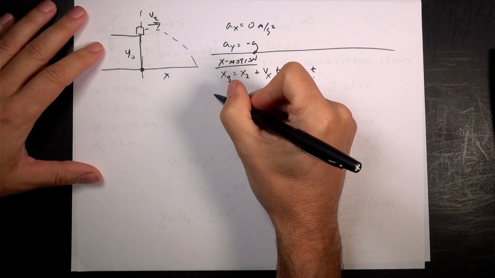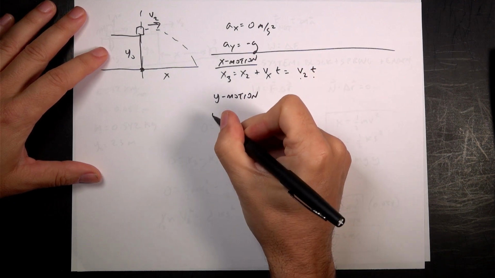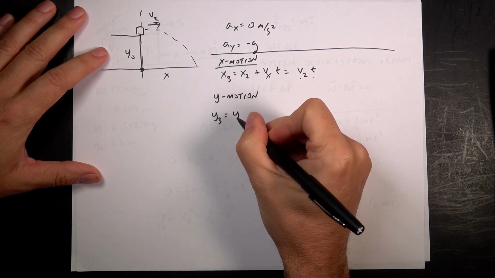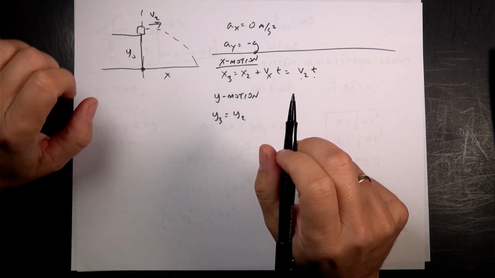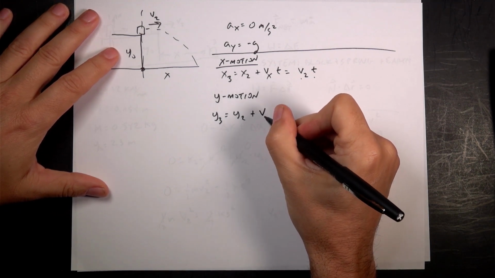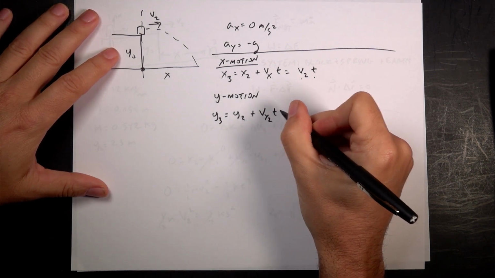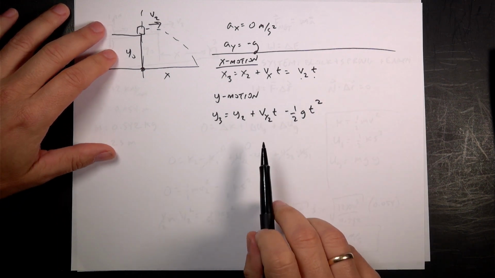Now I can do the same thing for the y motion. In the y motion, I can write down the following kinematic equation. y3 equals y2, I'm talking about the position that started at point 2, trying to use my same notation I had before, plus vy2 t minus 1/2 gt squared. So this is your basic kinematic equation.